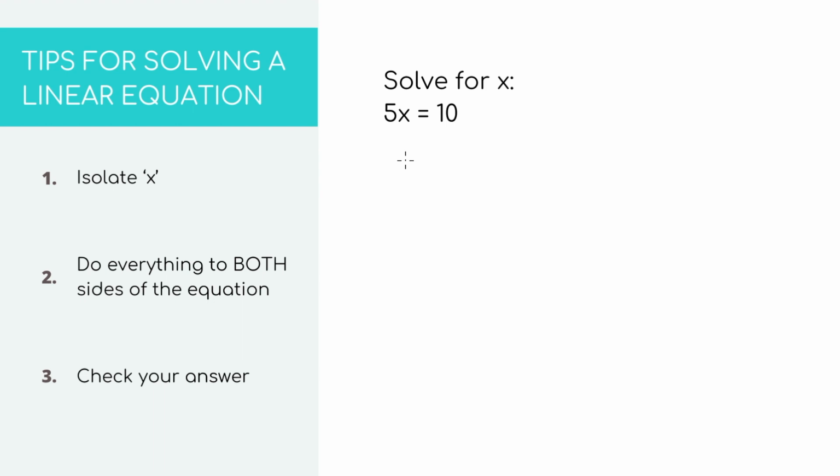Okay, let's try another one. 5x equals 10. In order to isolate x, we need to get rid of that 5 that's being multiplied by x. And in order to do that, we need to do the opposite, which is divide by 5.